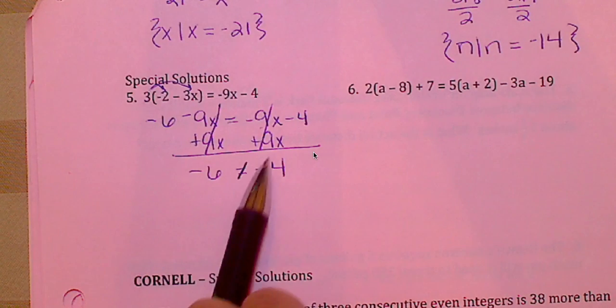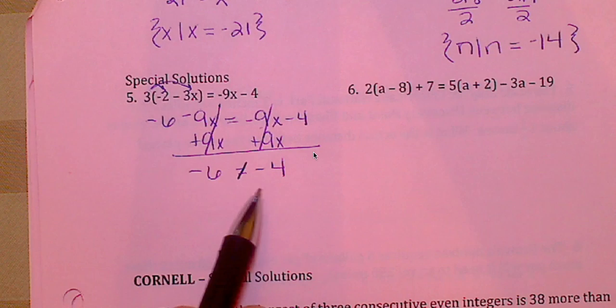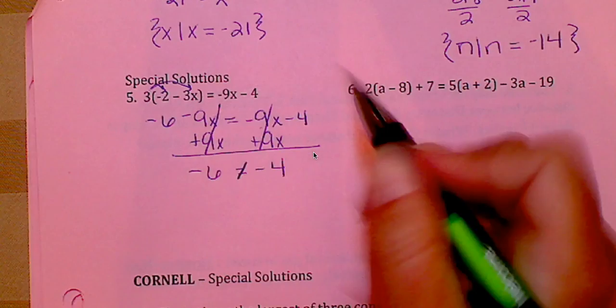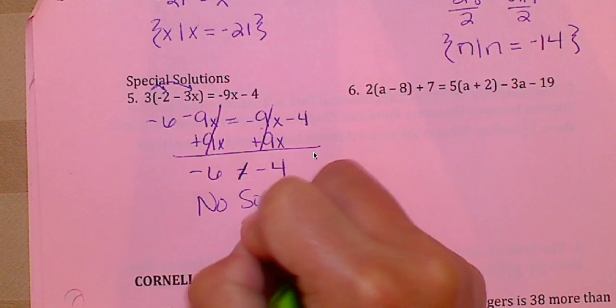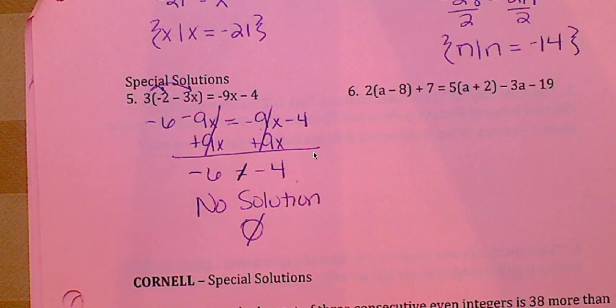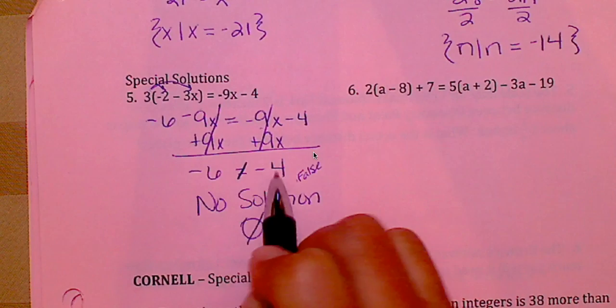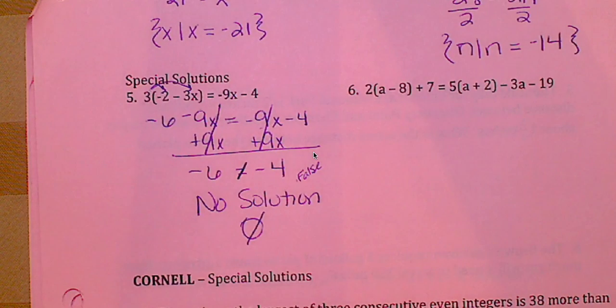So what this means is no matter what value you put in here, you are always going to get a false statement that will not work. So we get no solution. Or you can write the empty set if you want. All right, so you don't have to write false, but it is due to the fact that this is a false statement that makes this have no solutions.